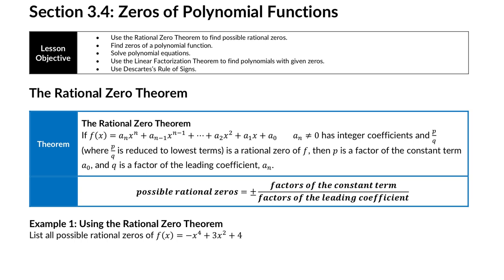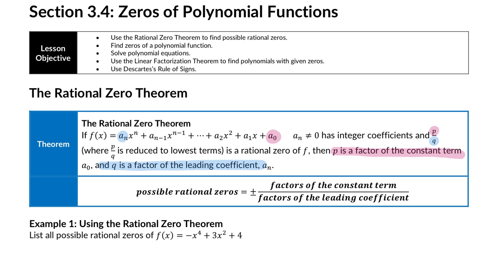Basically, it says that if you have a polynomial with integer coefficients, and p over q in lowest terms is a rational zero of f, then p is a factor of the constant term and q is a factor of the leading coefficient. All of that to say, you are going to make a ratio. p comes from the constant term; any of the numbers that would multiply to a sub 0 are p values. And q is a factor of the leading coefficient, this number right here. So the two things we care about for the rational zero theorem are the leading coefficient and the constant.